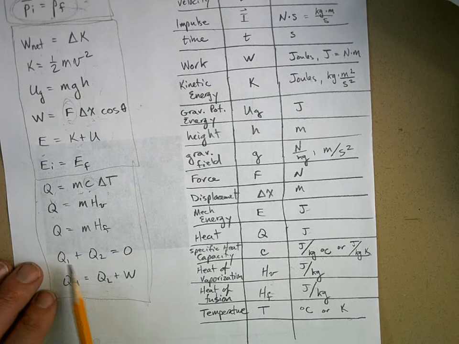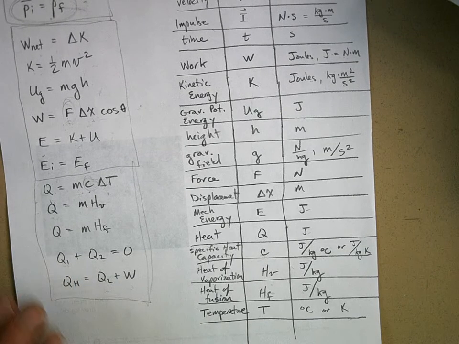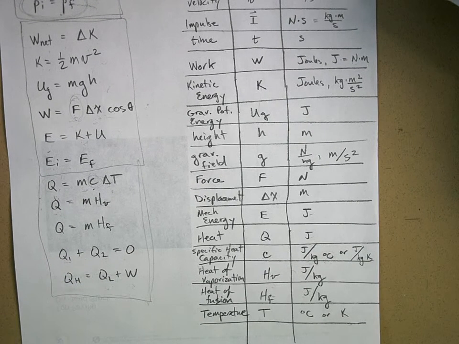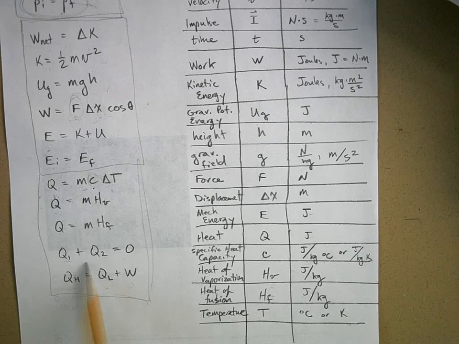Now, this right here, Q1 plus Q2 equals 0, when would I use that equation? This is the equation to use when two objects are at a different temperature. You put them together, and they will eventually reach the same final temperature.